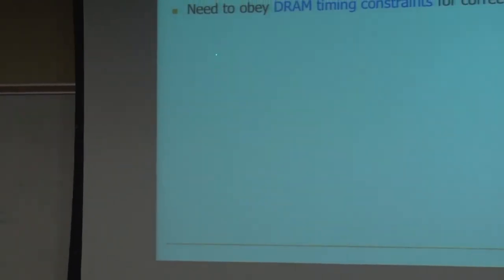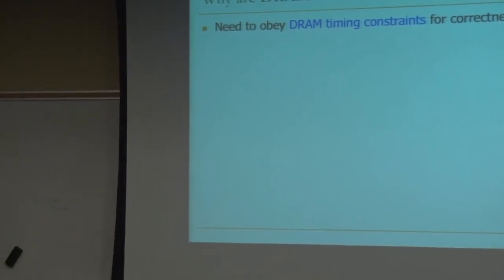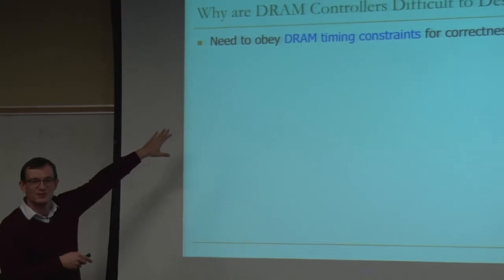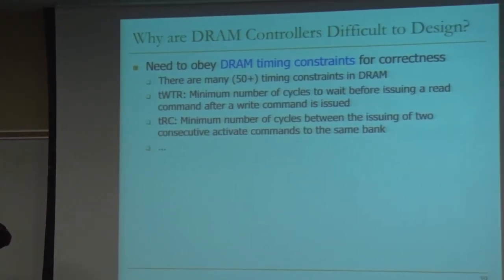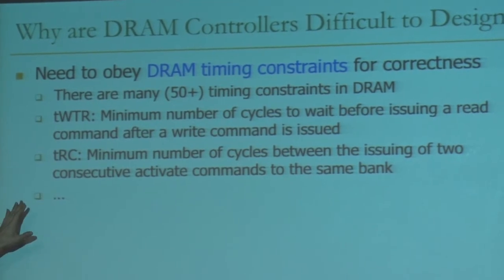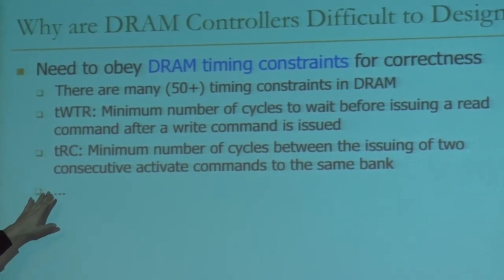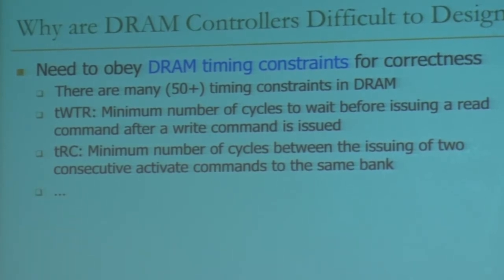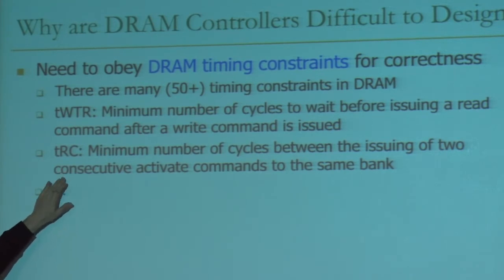So let me go into a little bit more as to why DRAM controllers are difficult to design. First of all, you need to obey DRAM timing constraints for correctness. And I'll show you some examples. There are many timing constraints in DRAM. One of them is write to read. I briefly mentioned that last time. This is the minimum number of cycles to wait before issuing a read command after a write command is issued, so that the bus can be turned around, right? The circuitry to drive the bus needs to be turned around, and this takes time.